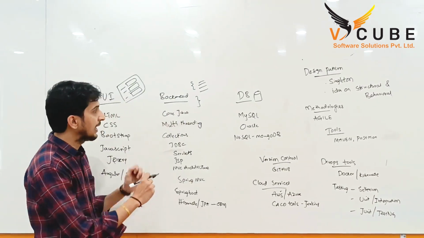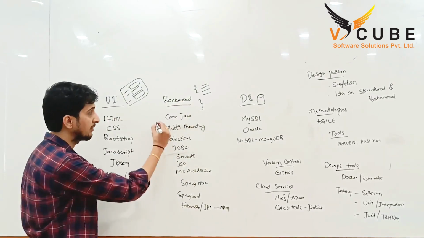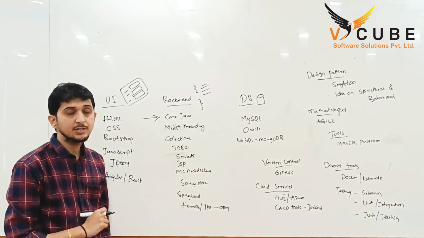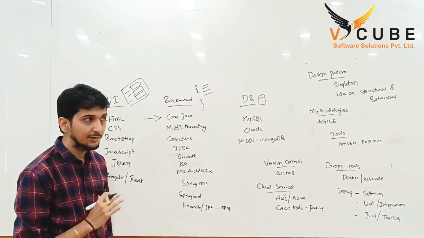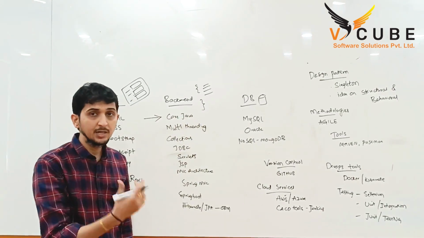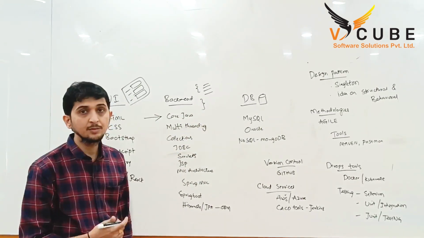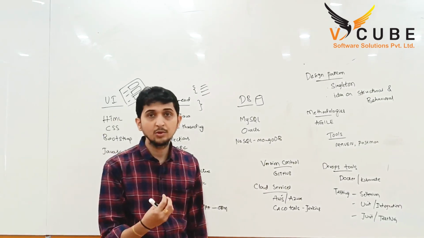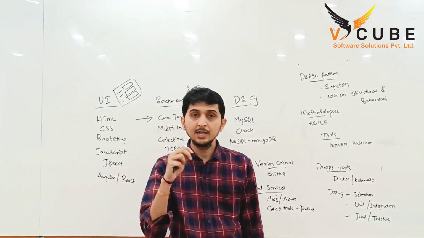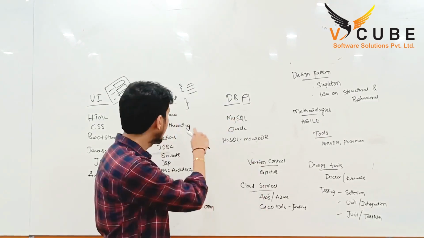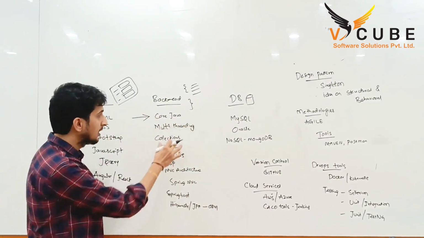Now let's start with the backend, that is core Java. Java is object oriented programming. Java is simple, because we have to learn everything in terms of object oriented programming. That is, every technical topic we learn, if we connect it with a real time example, then Java is simple. So here we teach you core Java.